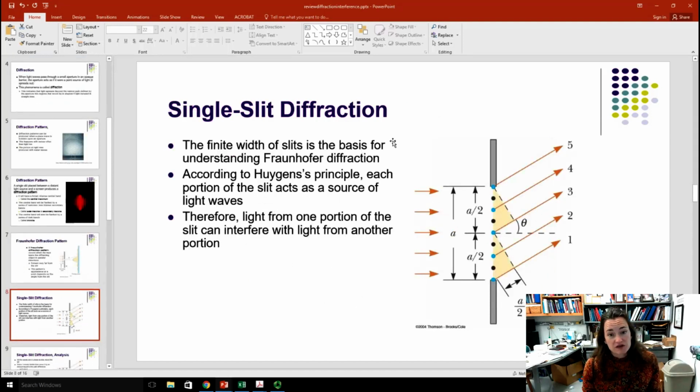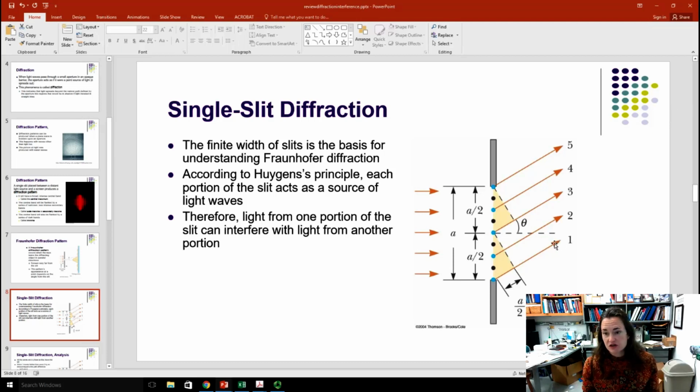Now, the finite width of the slits is the basis for understanding this diffraction pattern. According to Huygens' principle, each portion of the slit acts as its own little source of light waves. And what that means is that light from one portion of the slit can interfere with light from another portion of the slit. So see here, we have depicted the plane wave coming in straight, hitting that narrow slit, and then being diffracted by some angle theta.